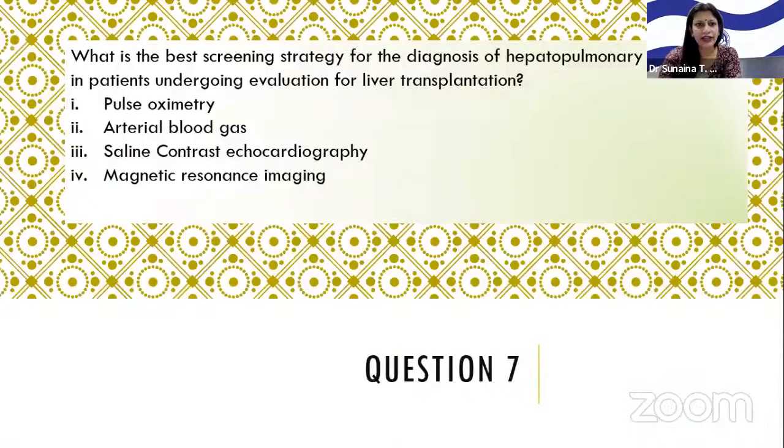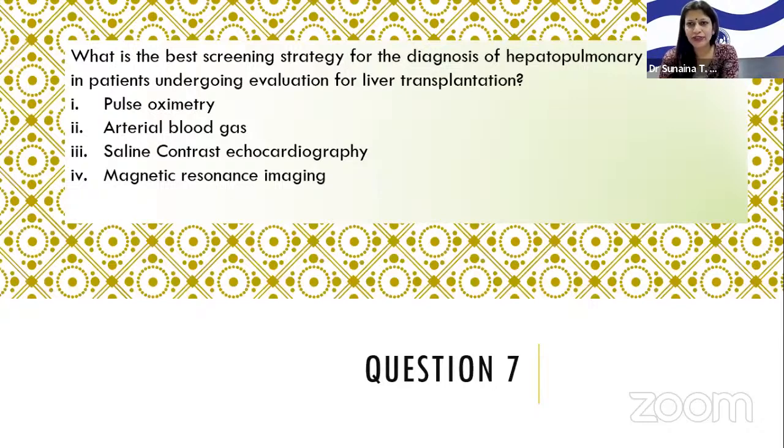There is a question there. They already started giving the answer actually. Of course, you will be doing blood grouping. What is the best screening strategy for diagnosis of hepatopulmonary syndrome in patients undergoing evaluation for liver transplant? Pulse oximetry, arterial blood gas, saline contrast echo, or magnetic resonance imaging? So the answer is, yes, everybody is giving it correctly.